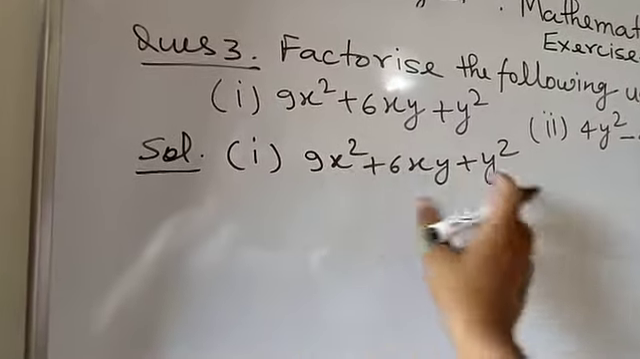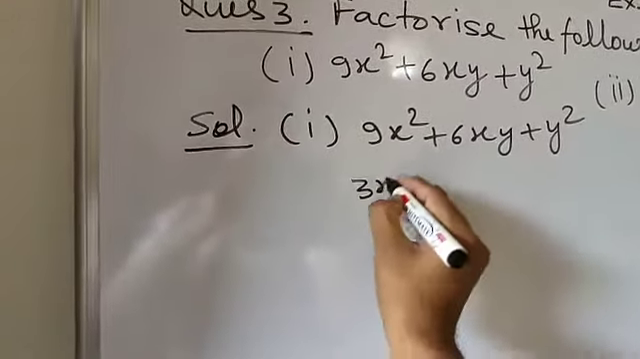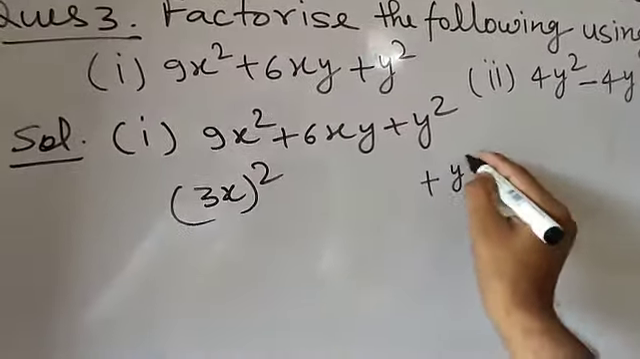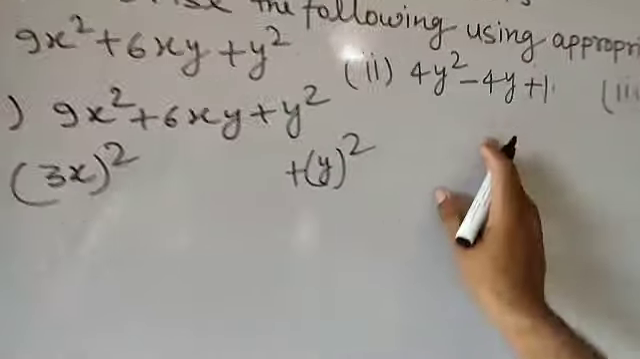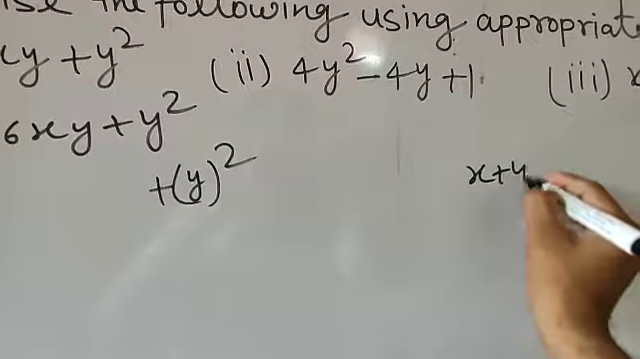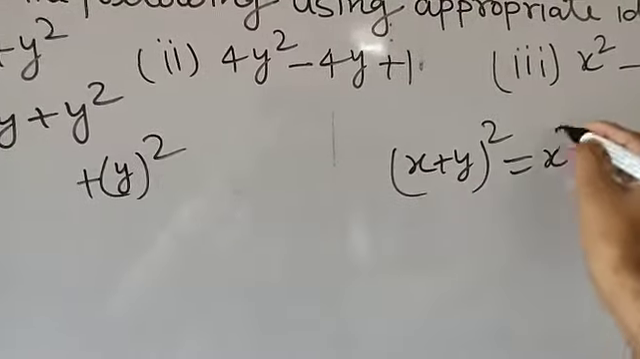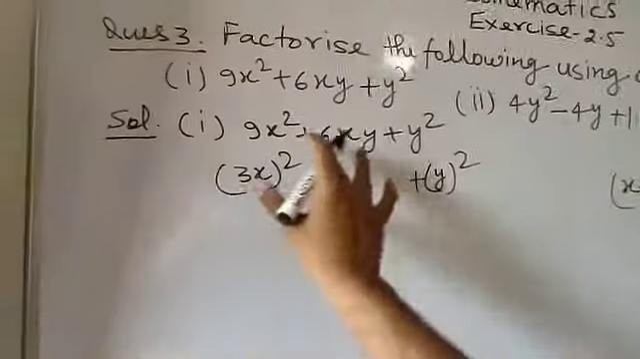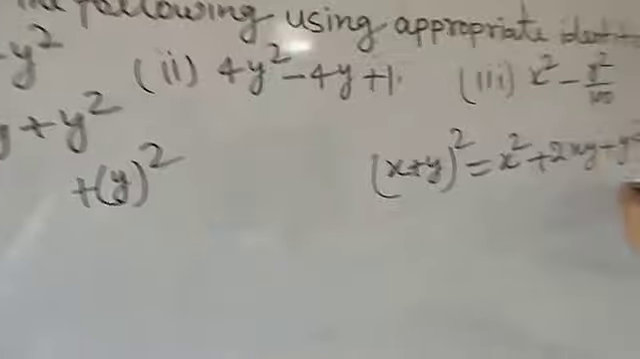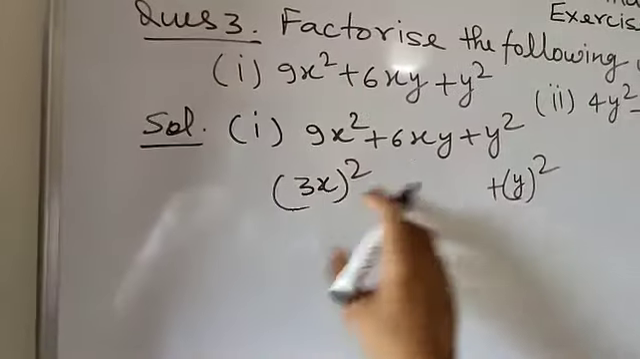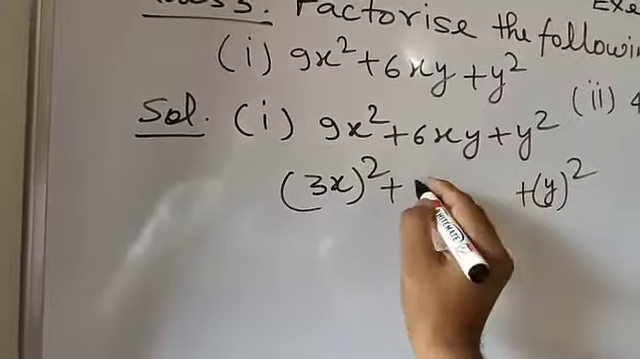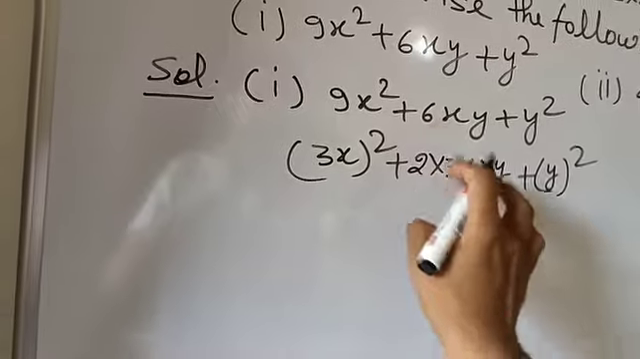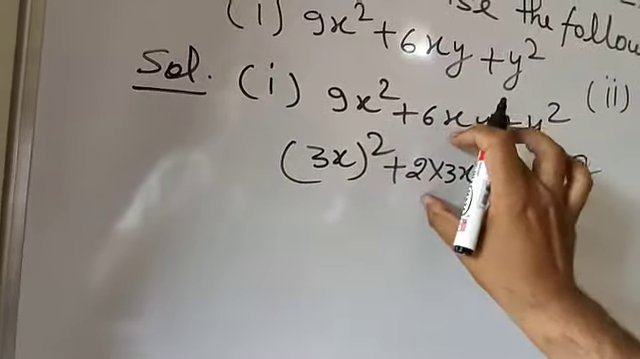Here you are going to find that the first and last terms are squares of certain values. 9x square is the square of 3x, and y square is the square of y. Now you have one identity, that is (x plus y) whole square equals x square plus 2xy plus y square. I am going to break this value in the form of x square plus 2xy plus y square. So it is (3x) square plus y square. Now the middle term can be written as 2 into 3x into y. If you compare, 2 into 3, 6, x into y, xy. So both are the same, that is 6xy.